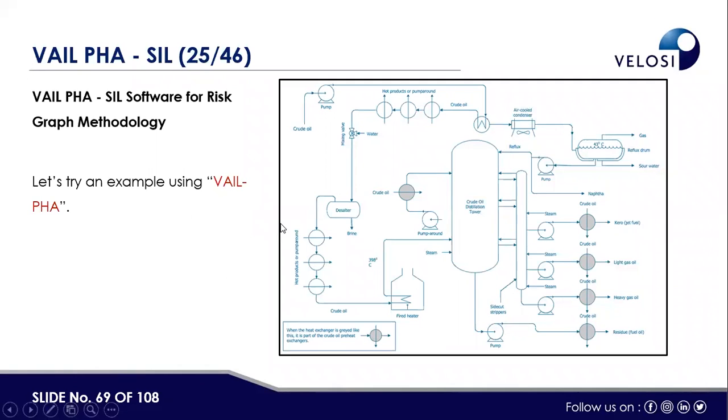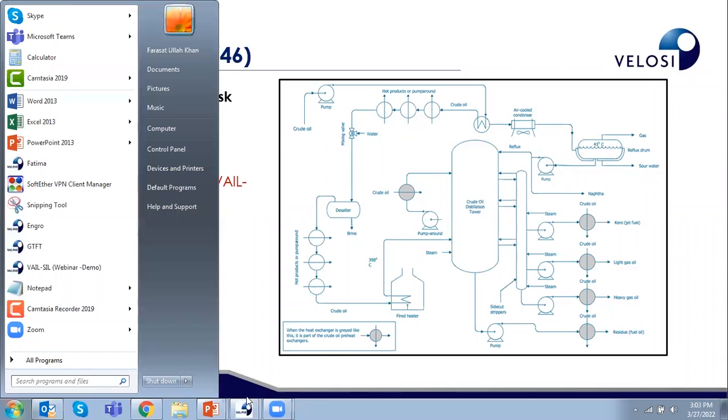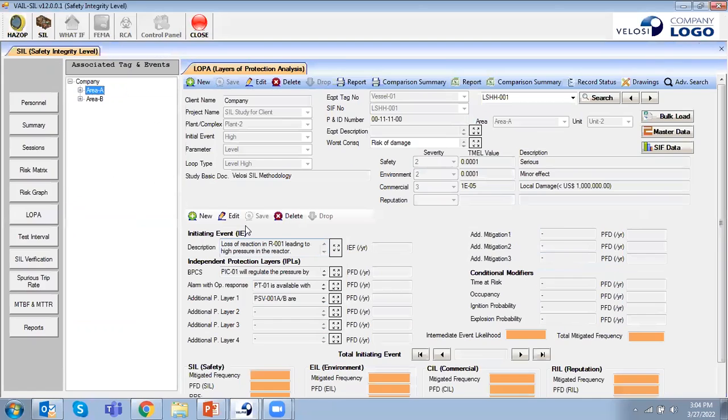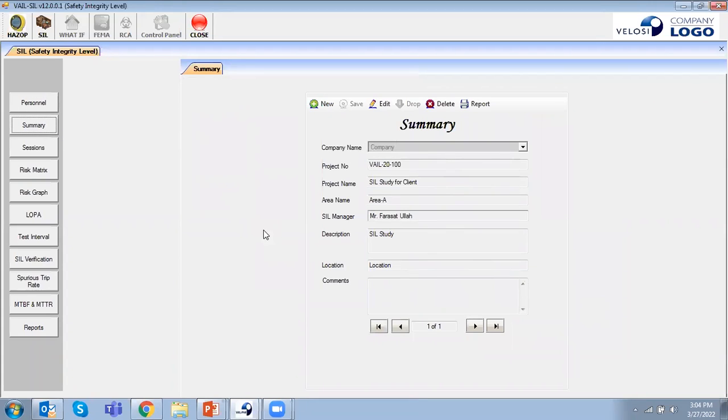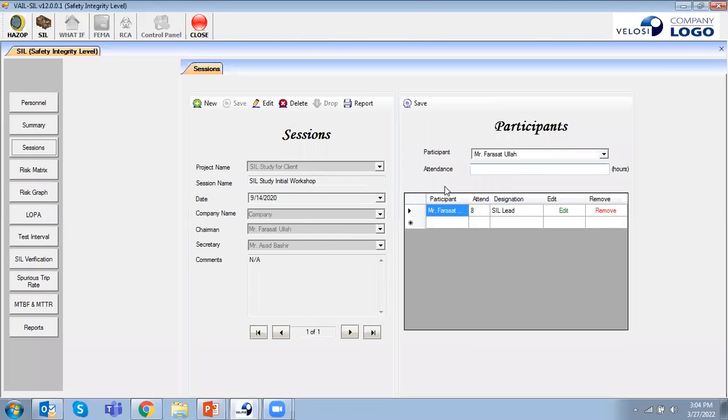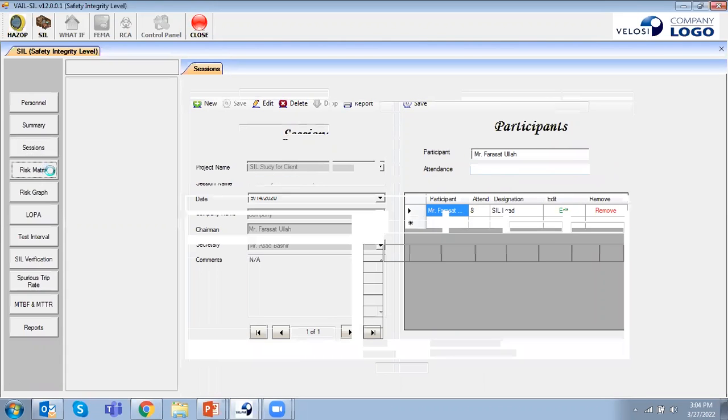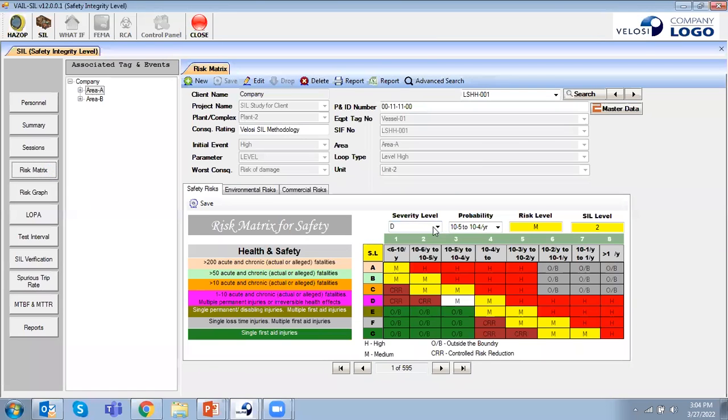So let us try one example by using VAIL-PHA SIL. Let us start from this information. We can put this information in the personnel module or personnel tab, and then we can add the summaries in this tab, and then we can add the sessions as well. We can add the attendance of the persons, and then this is the risk matrix I was talking about. We have to select 2 parameters. For example, we are selecting D. This can be added with respect to the company's risk matrix.